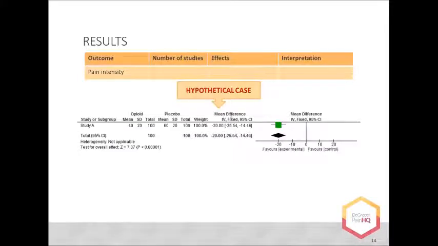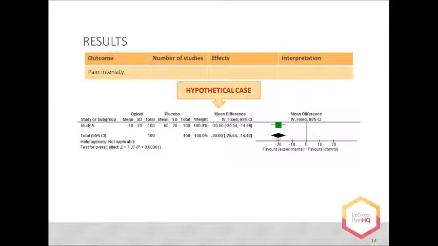I will just explain the numbers that we will see, because if I just show you the numbers, you may not know how to interpret them. The first thing that we're going to see is the outcome of pain intensity. This is a hypothetical case. I want you to understand what this number means. In a hypothetical study A, if you give opioids and the pain is 40 on a scale from 0 to 100, and the 100 people taking placebo have a mean pain intensity of 60, you have a difference at the end of the study of 20 points. This is what we call mean difference.